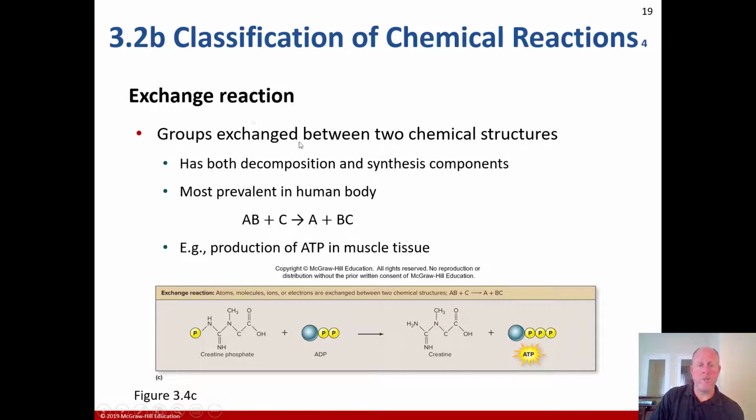And in an exchange reaction, groups are exchanged between two chemical structures. It has both decomposition and synthesis components. It's the most prevalent in the human body. Okay, we have A and AB plus C, and that converts to the products of A plus BC, right? Slight change, but nevertheless, there's an exchange here with both decomposition and synthesis components. And the production of ATP in muscle tissue is a great example of that. We have a creatine phosphate molecule here. We have it plus ADP, adenosine diphosphate, and then that produces just a creatine, because one of the phosphates comes off the creatine phosphate and binds with ADP, so you get ATP, adenosine triphosphate, and creatine.